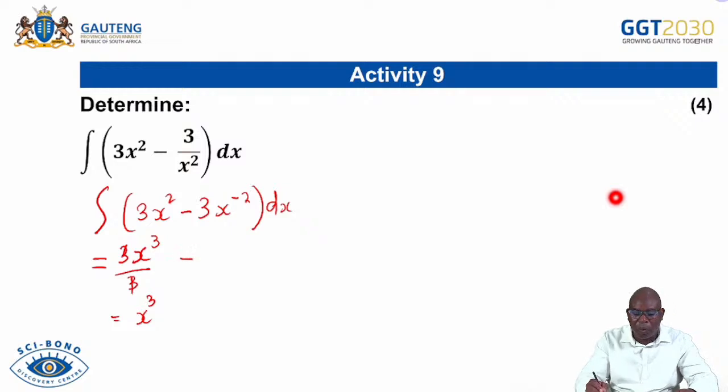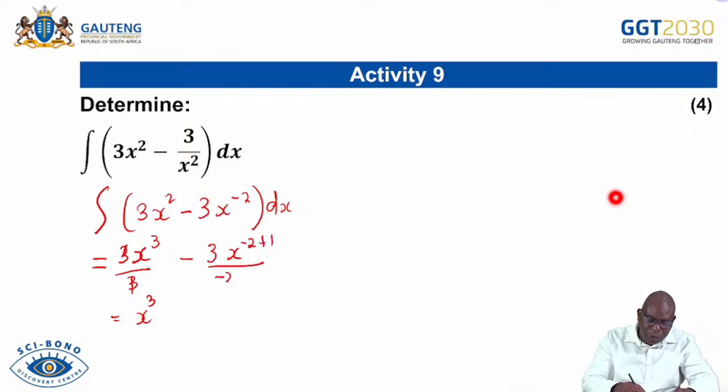Let's go to the next one. How do I integrate that? I'm going to say, now this is plus 1. The minus 2 plus 1 will give me minus 1. And remember, I've got a 3 there. So I'm going to divide it by minus 1. So let me do it quickly. So I'll have 3x to the power minus 2 plus 1, all divided by minus 2 plus 1. All right. In this case, the negative and the negative is going to be a positive. Why?